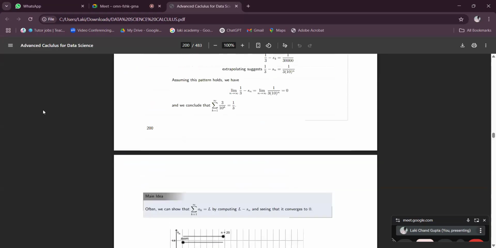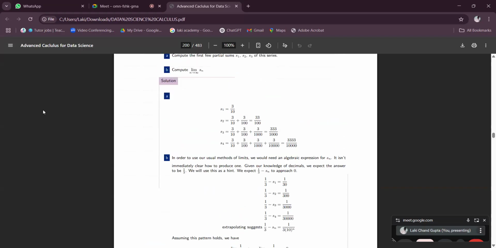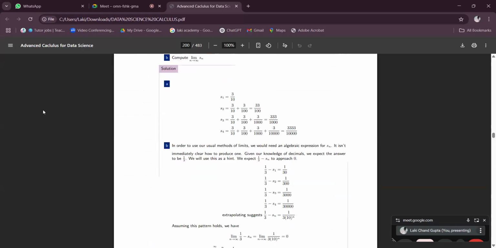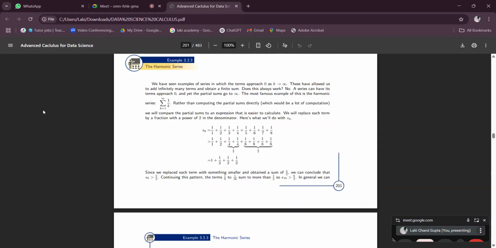See, what is harmonic series? 1 over a, 1 over a plus d, 1 over a plus 2d, 1 over a plus 3d. d is what? Common difference. It's called harmonic series.